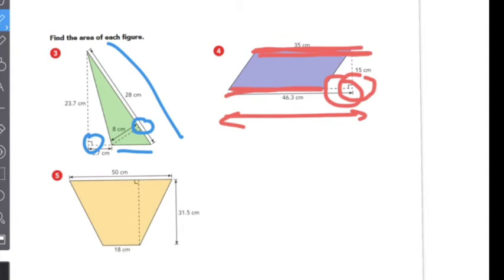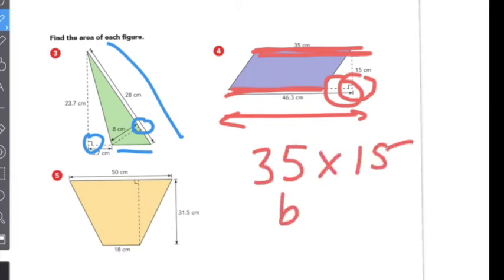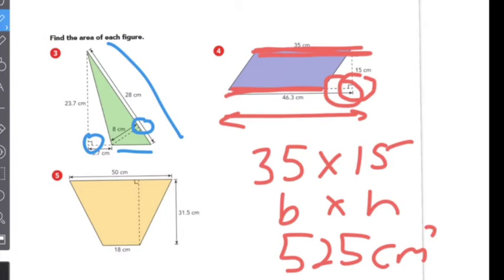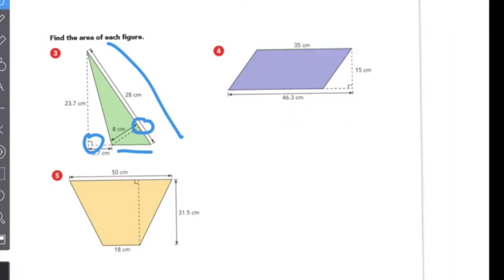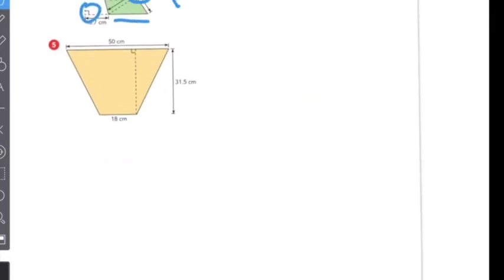So it's going to be 35 times 15. It's base times height, and when you get that, you're going to get 525 centimeters squared. Make sure that you square it. All right, next one. Let me just delete that. Next is a trapezoid. With the trapezoid, I know it's 1/2 height times B1 plus B2.